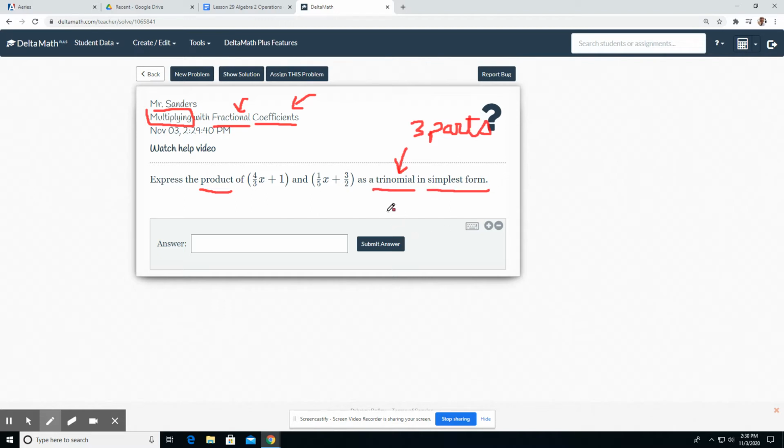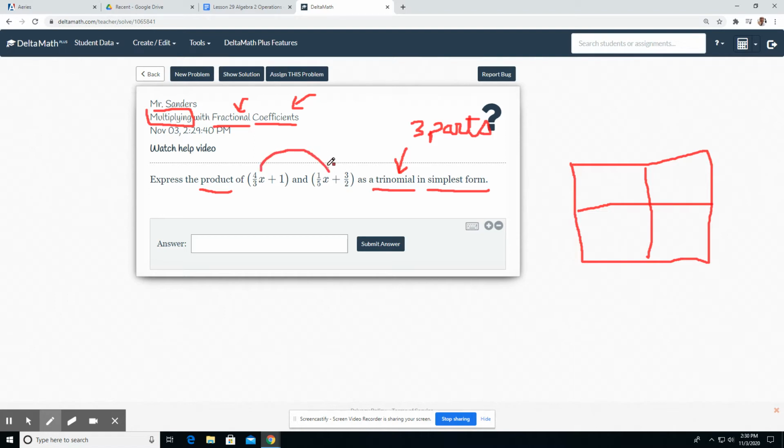simplest form. All right, so usually when we do these, the easiest way is the box method or the generic rectangle. So let's go ahead and do that. Binomial means every one of these has to multiply to every other one. So that 4/3 x is multiplying to this one, 4/3 x is times that one, 1 times here, and 1 times the other one. All right, but like I said, the generic rectangle works a lot better for this.